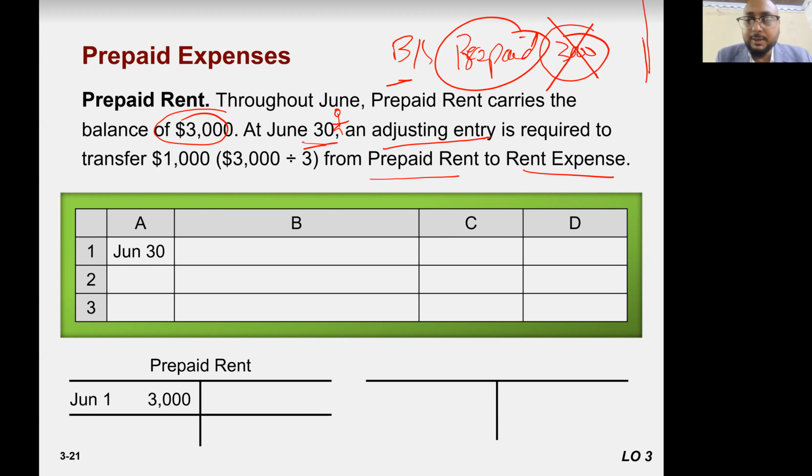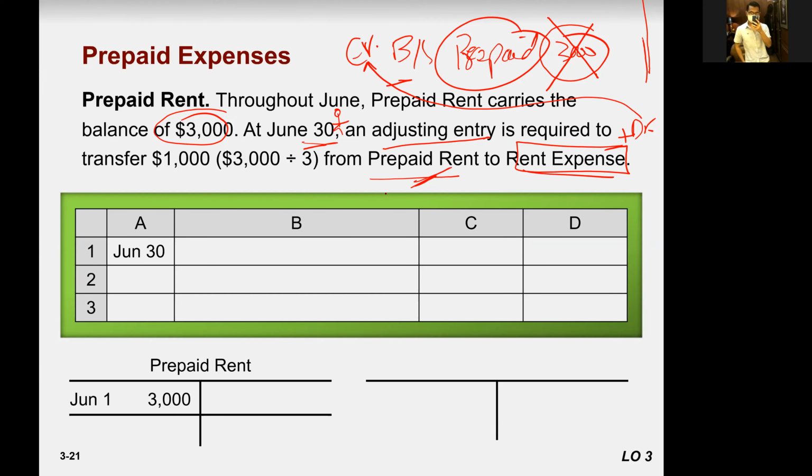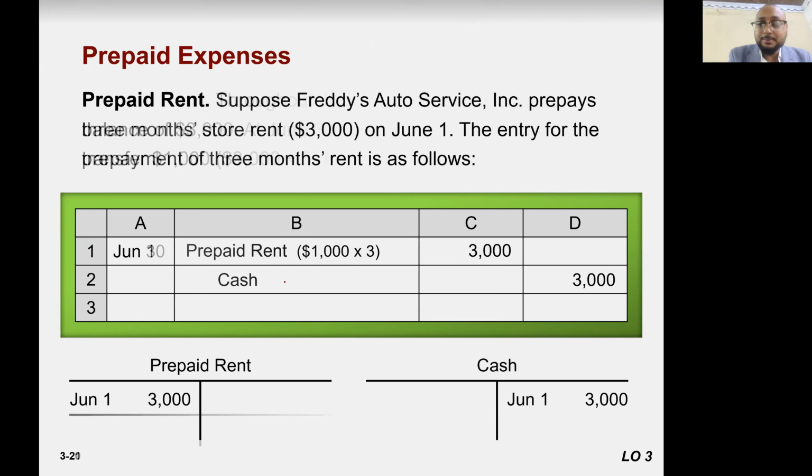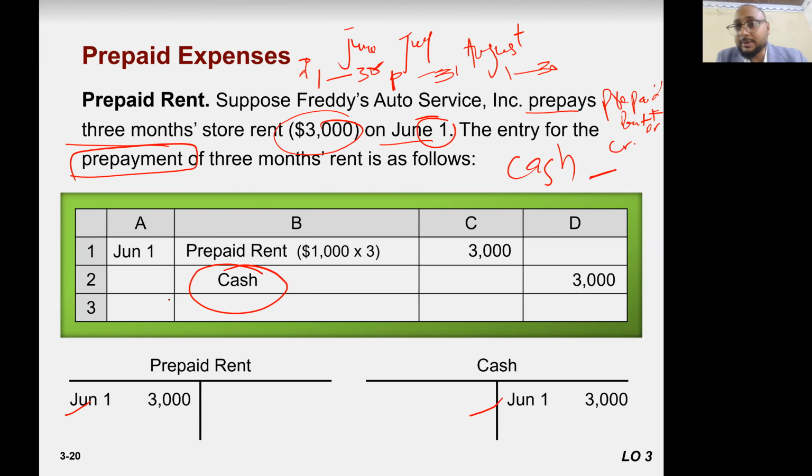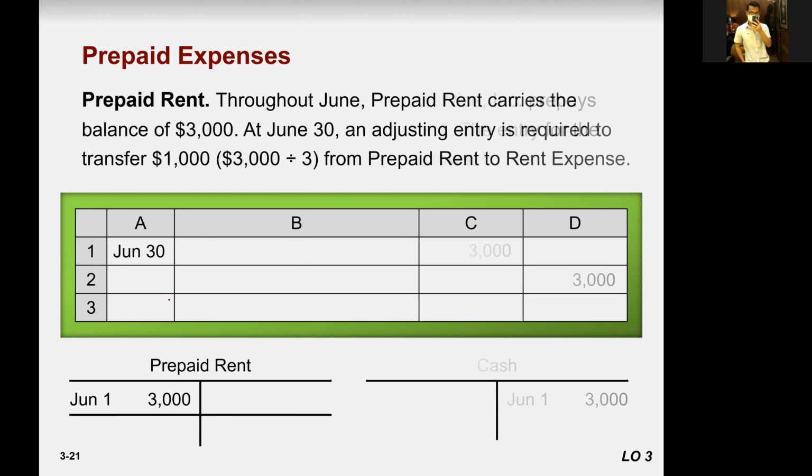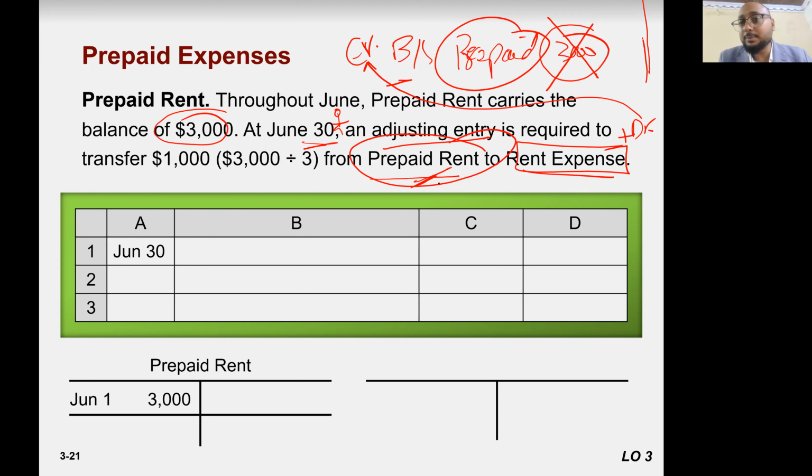Guys, are you with me? Credit. Okay, credit, well done. And what is increased? Expense. So expense increases, debit. What is the entry from debit to credit? Rent expense to prepaid rent. The cash you paid in advance is already recorded, right? So which one needs to decrease? Prepaid rent.